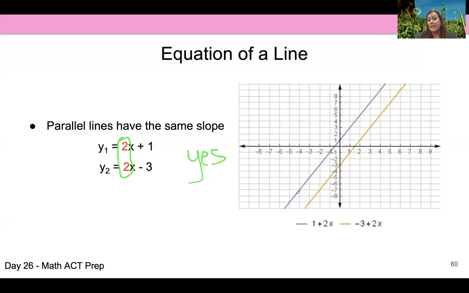And here is an example of the two drawn. You can see they're parallel. They are never, ever going to intersect.